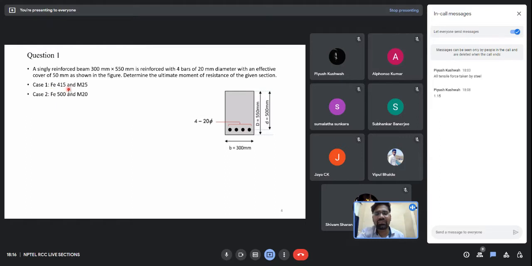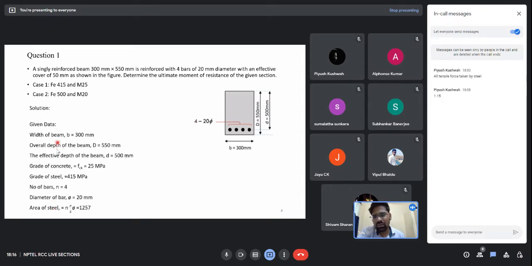So we will be looking at case 1 first, then we will be jumping to case 2. Here you can see the cross section of the singly reinforced beam. It has a width of 300 mm and an effective depth of 500 mm with a 50 mm cover, and there are 4 bars of 20 mm diameter. For case 1, these bars are assumed to be Fe415, and the concrete grade is assumed to be 25 MPa. Okay, so these are all the given data. I have already read this out. The only thing I need to mention is that I have calculated the area of steel for you.